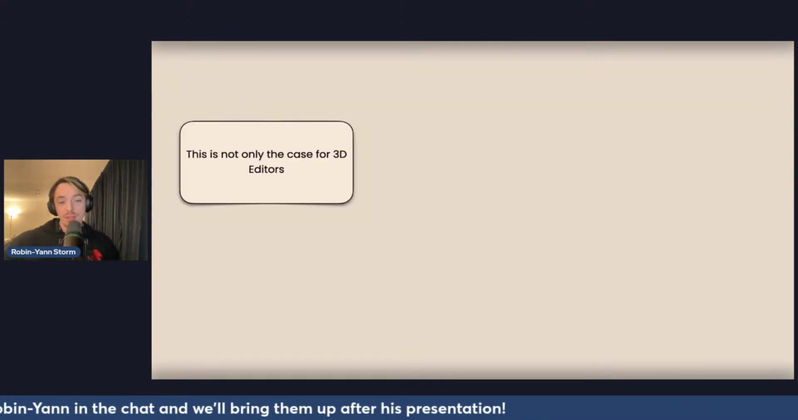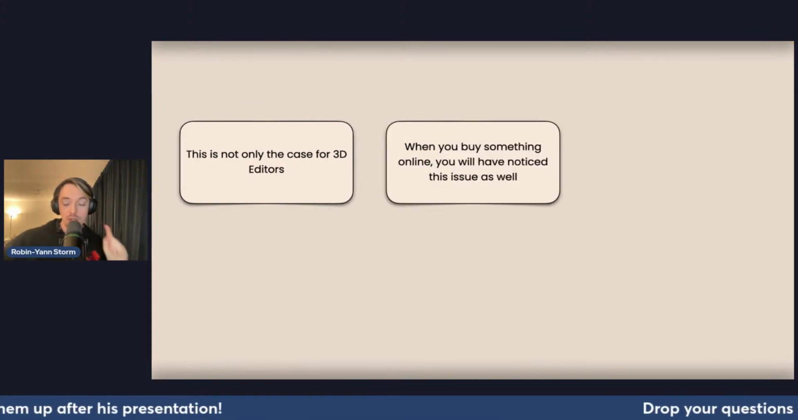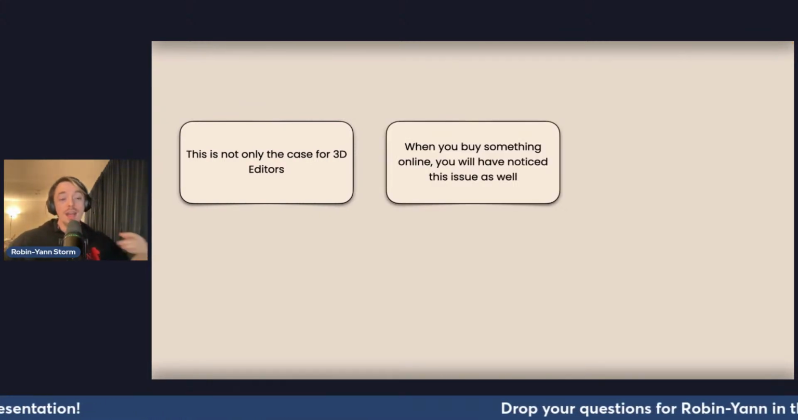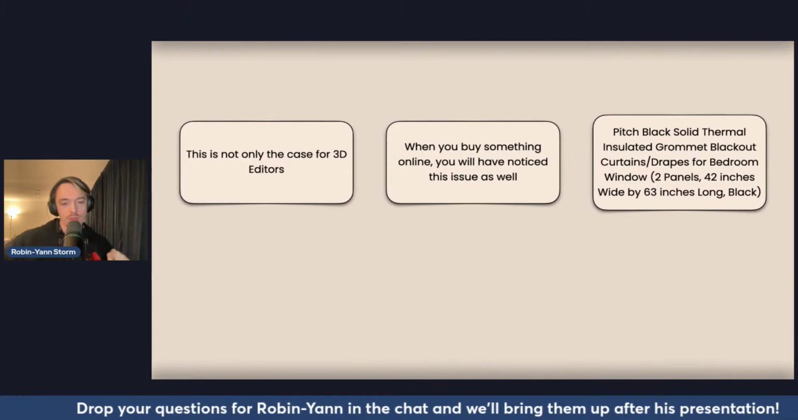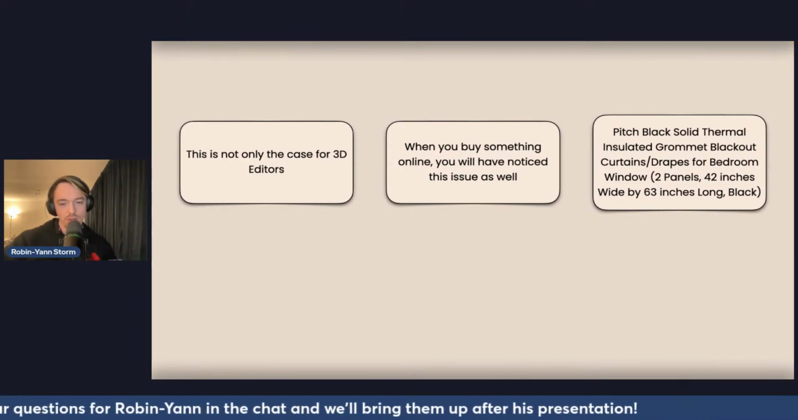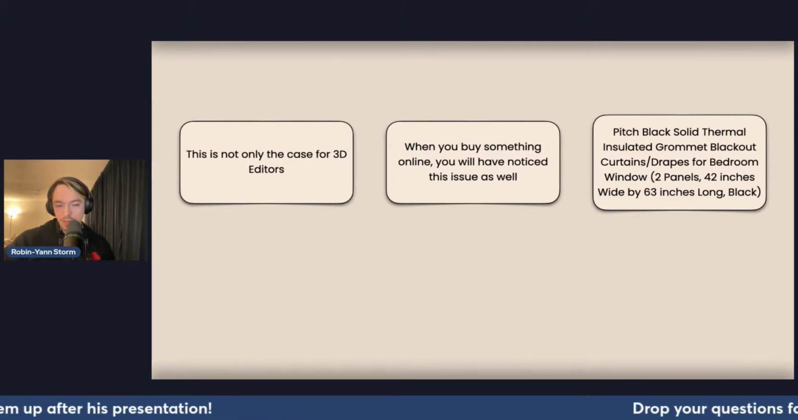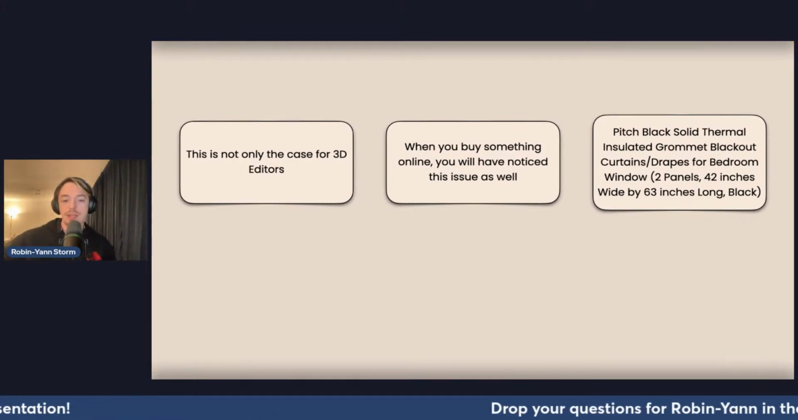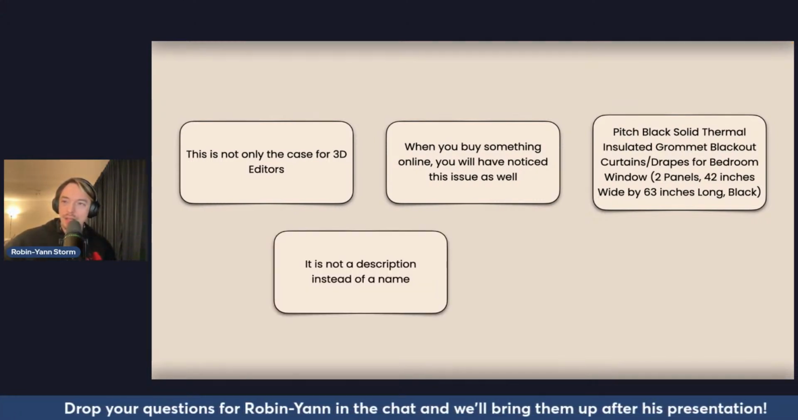Now, this is not only the case for 3D editors, of course. When you buy something online, you will have noticed this issue as well. I, for example, in the past bought a thing online that was called pitch black solid thermal insulated grommet blackout curtains drapes for a bedroom window, 2 panels, 42 inches wide by 63 inches long, black. That was the whole name of the particular thing I bought online. Of course, it's not a name anymore. It's just a description.